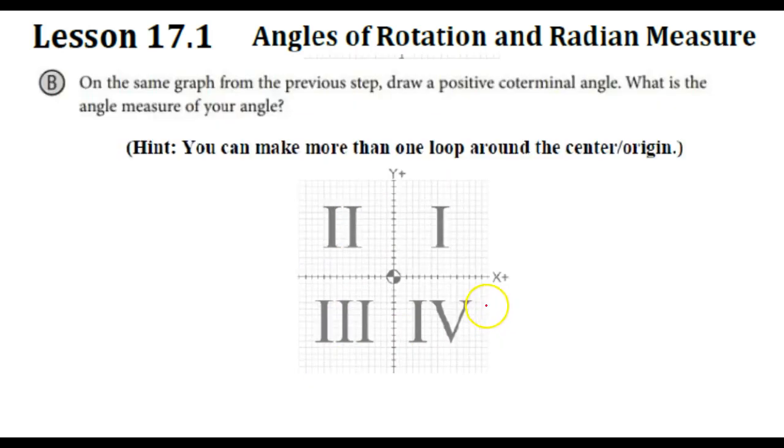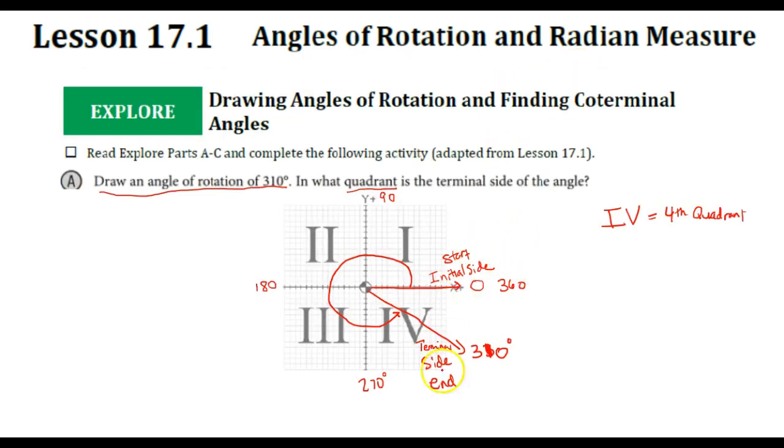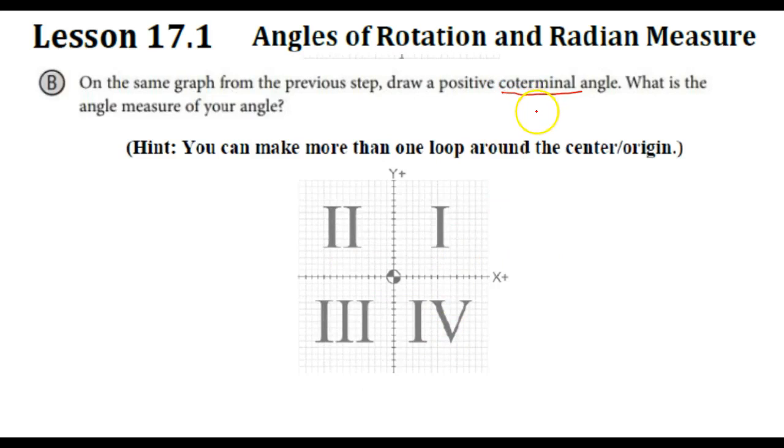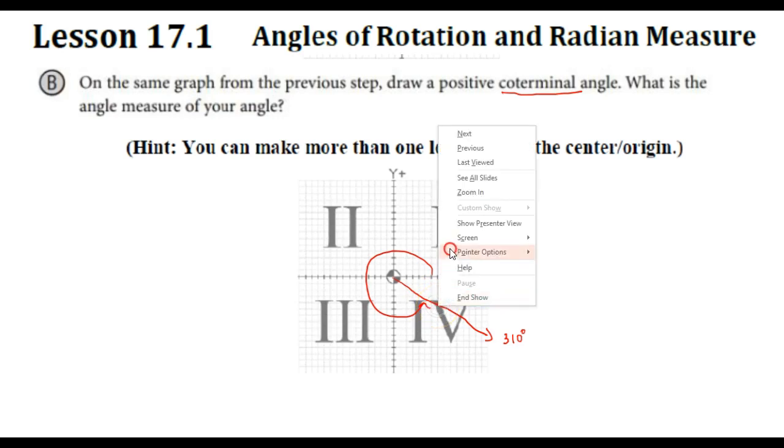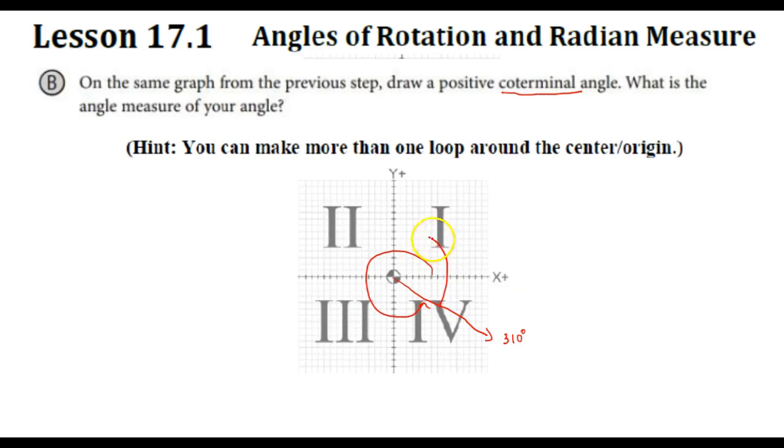Alright, for part B of this Explore activity, it says on the same graph from the previous step, draw a positive coterminal angle. And you're like, what does that mean? You taught us initial and terminal, and I understood that, but what's coterminal? So I'm just going to draw my sketch one more time. Again, it may not be perfect, but it's there. So for coterminal, here's your hint. You may want to make one more loop around the origin. So instead of stopping here, we're going to go one more loop around the origin.